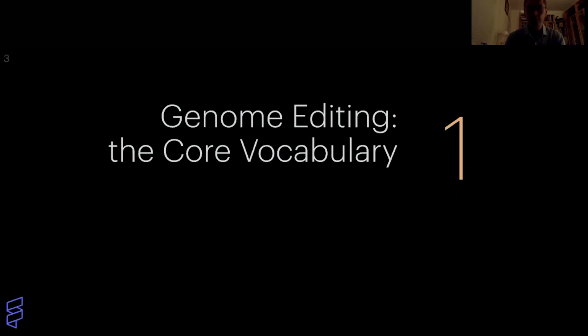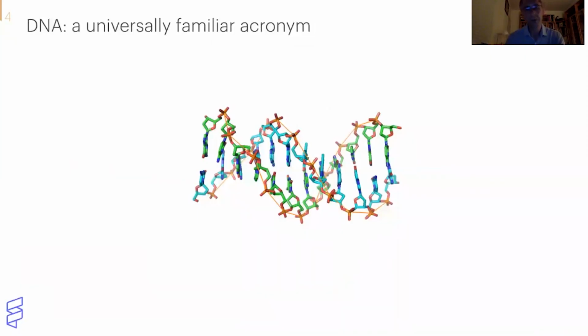So now on to the matter at hand. The Nobel Prize winning genome editing. What's its core vocabulary? We of course start with the genetic material, and one thing I want to point out is the visual uniformity of the double helix is a bit deceptive as far as a genome editor is concerned, because of course not all base pairs in the human genome are made equal.